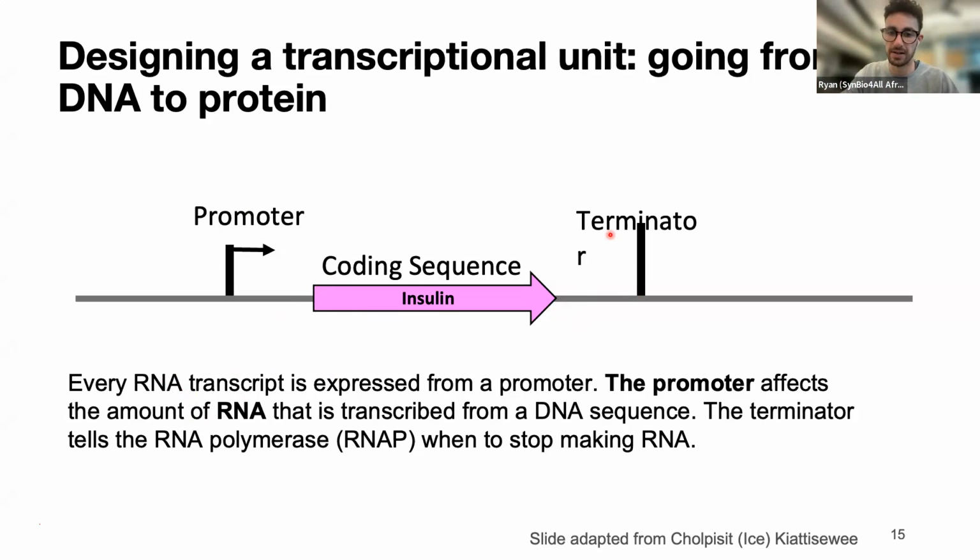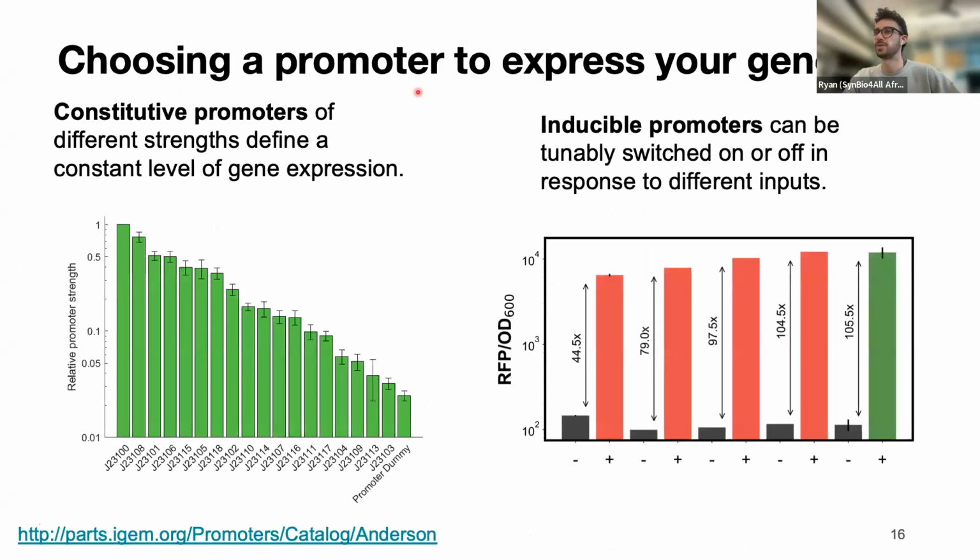And then at the end, we have a terminator, and basically the terminator tells RNA polymerase when to stop making RNA. Okay, so the choice of promoter affects the amount of expression that you get of your gene. And so depending on the strength that you want, you would tune your promoter choice accordingly.